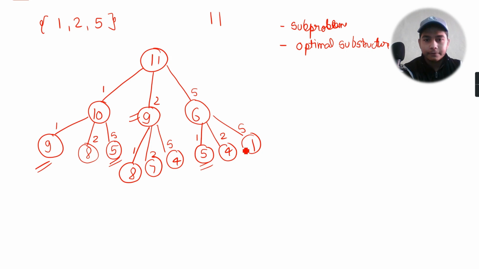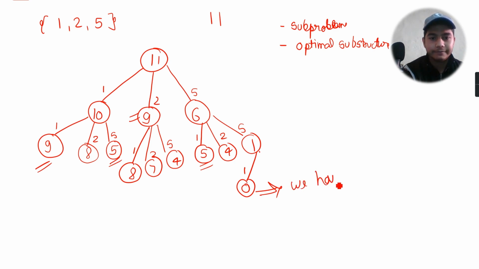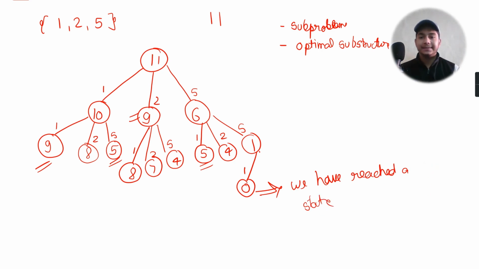So let me just finish one of the things. Now, if I used 1 in this case, it will be 0. This simply means that we have reached the final state, right? So this will be our base case, and this will be the structure that we will be having, right?